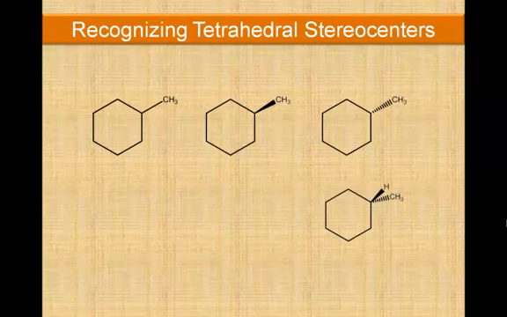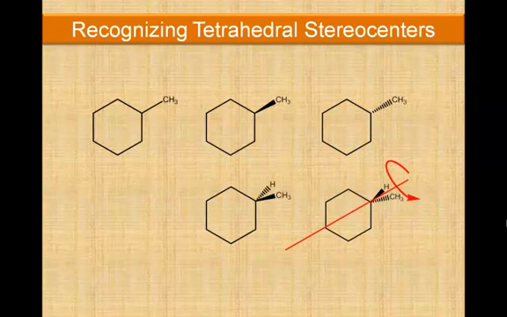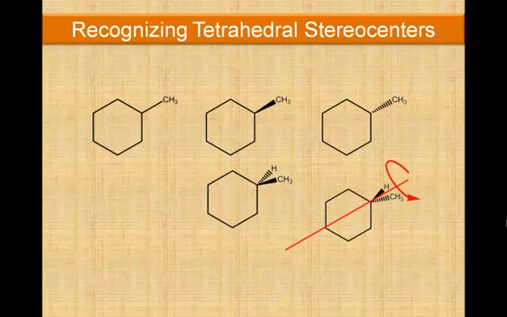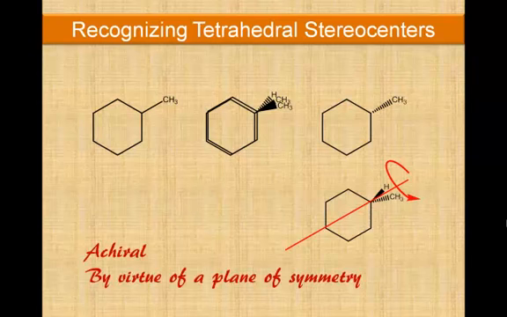I want to point out to you that if my methyl group is going back, that must mean that my hydrogen is going forward. If I draw an axis through this molecule, and then I rotate around that axis, that's going to bring the methyl group forward and the hydrogen back. Now let's see if we can superimpose these 2 molecules. They superimpose exactly. So this molecule is achiral, and it is achiral by virtue of having a plane of symmetry.